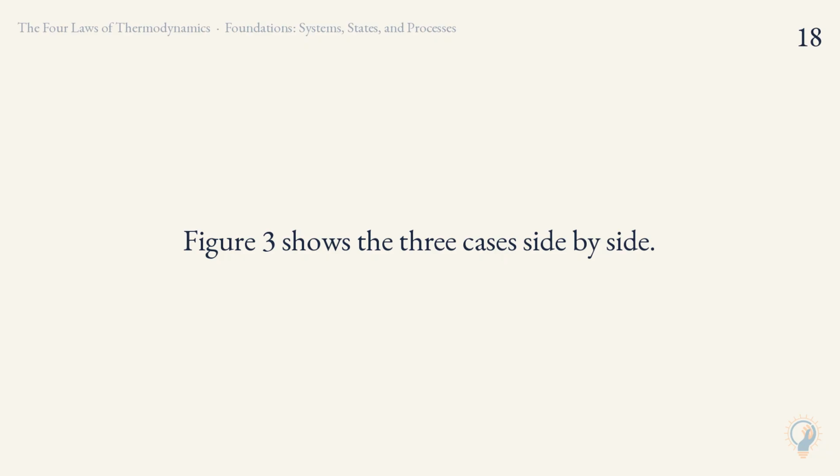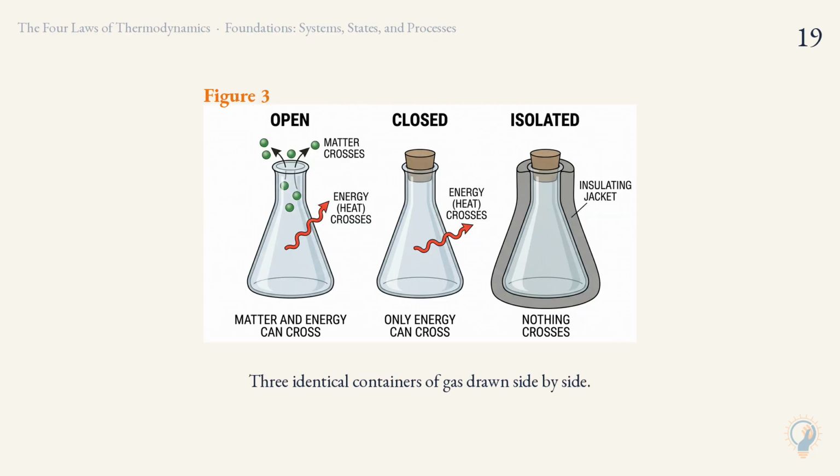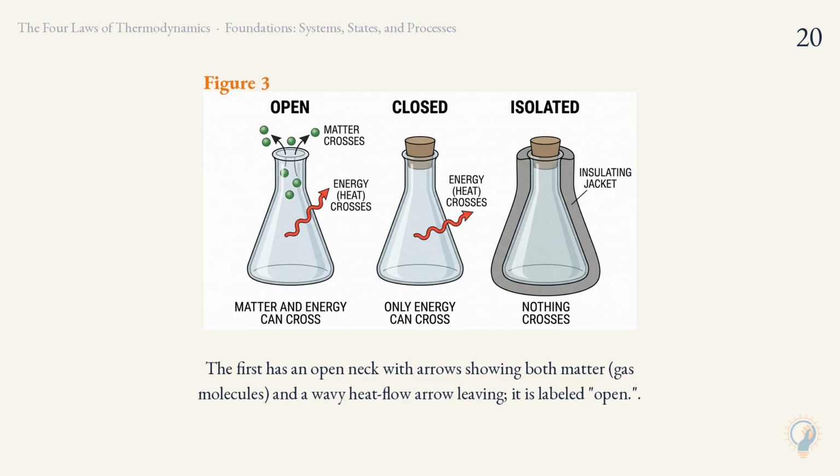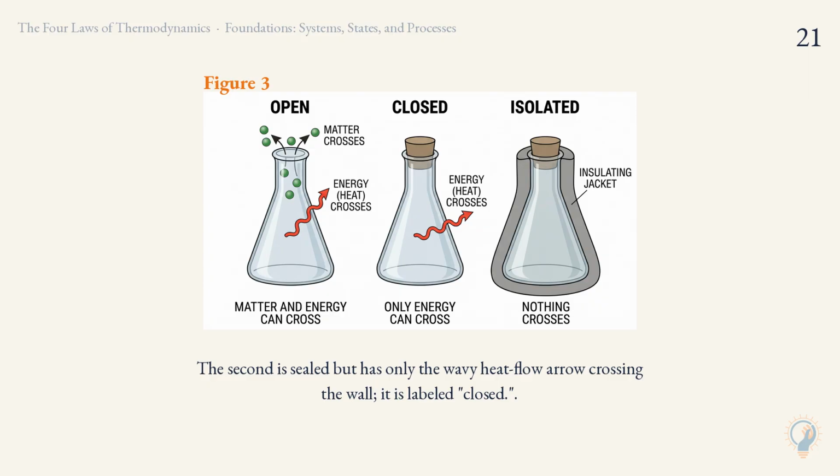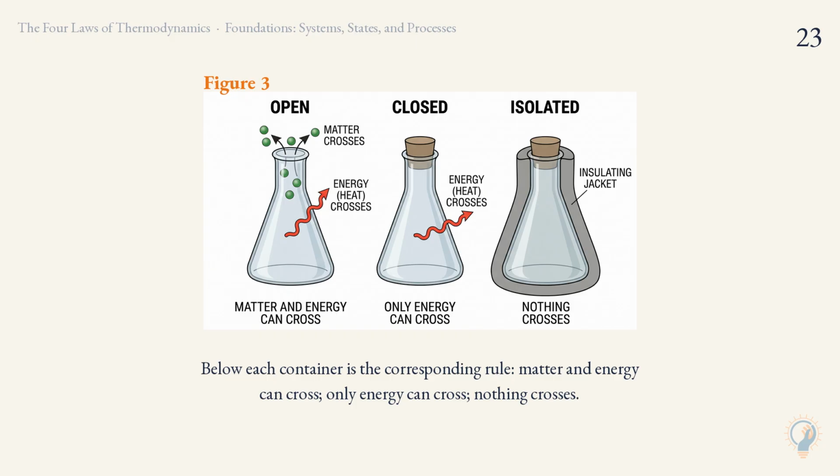Figure 3 shows the 3 cases side by side. Figure 3, 3 identical containers of gas drawn side by side. The first has an open neck with arrows showing both matter and a wavy heat flow arrow leaving. It is labeled open. The second is sealed, but has only the wavy heat flow arrow crossing the wall. It is labeled closed. The third is sealed and surrounded by a thick insulating jacket with no arrows crossing. It is labeled isolated.